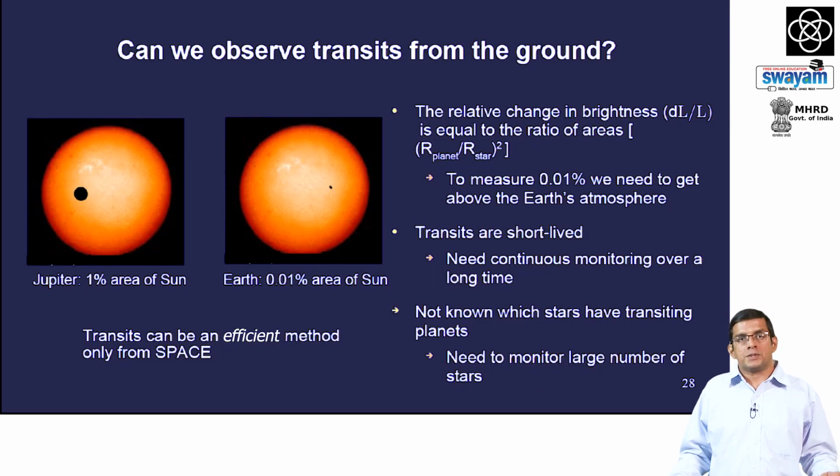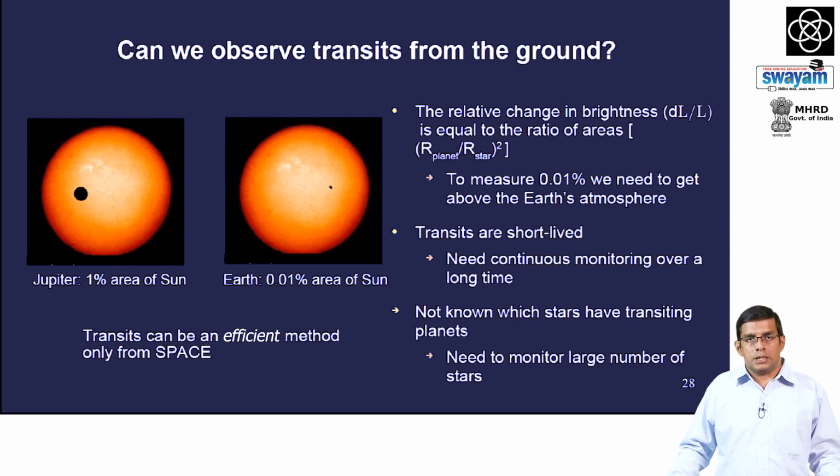The question is, can you observe transits from the ground? Now, if a planet like Jupiter passes in front of the star, then it blocks a large portion of the stellar disk. The relative change in the brightness is equal to the ratio of the areas, that is, the square of the ratio of the radius of the planet to the radius of the star. For Jupiter, it is about 1% of the area of the solar disk, but for the Earth or Venus, it is about 0.01% of the area of the Sun. So obviously, in this case, we will have a much stronger dip due to the transit than here.